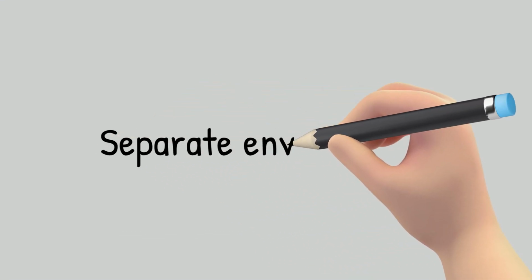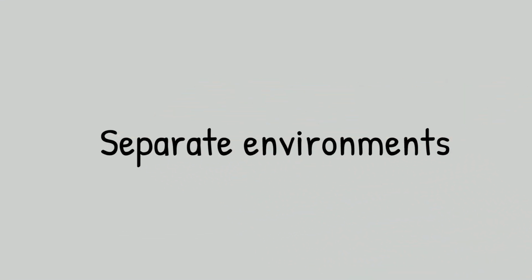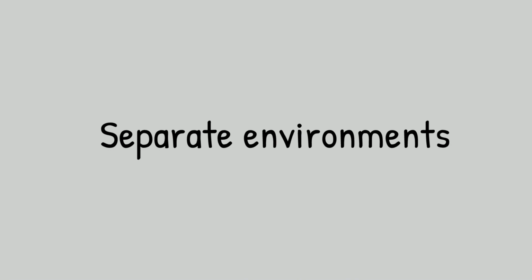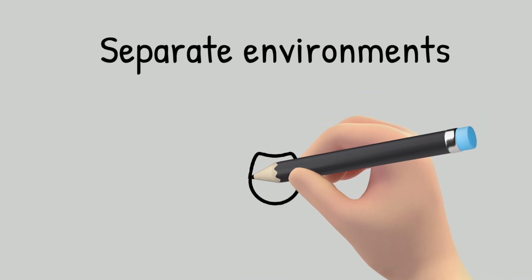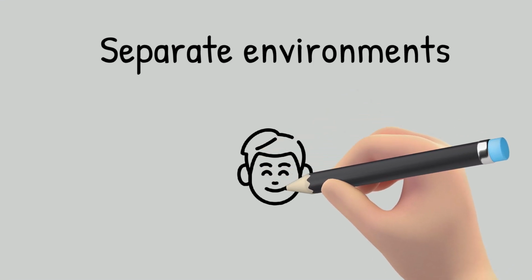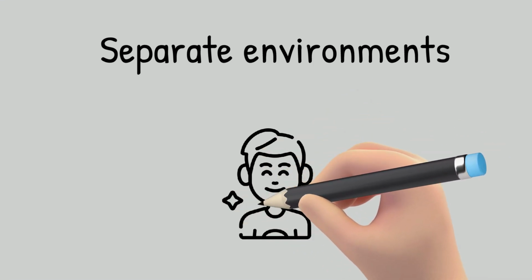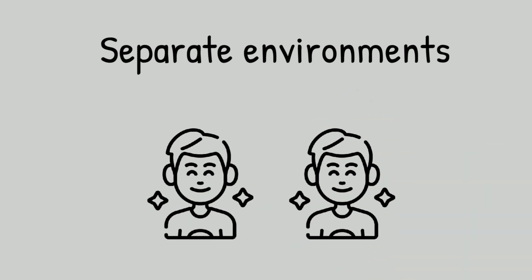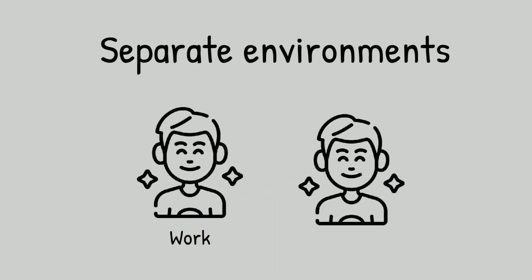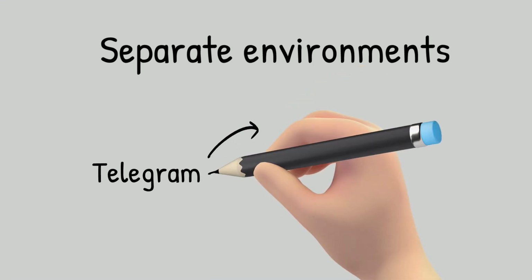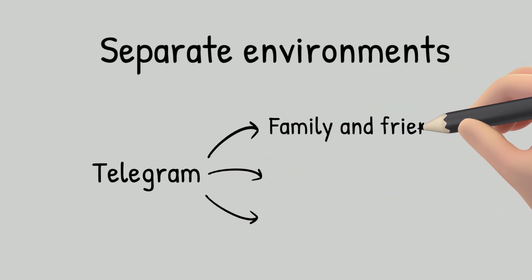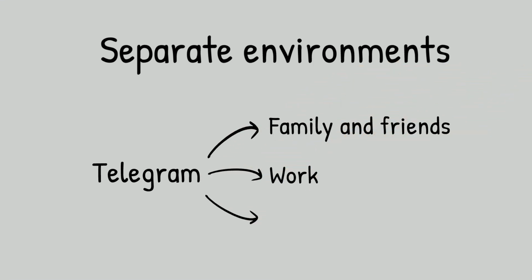The third aspect of a distraction-free setup is having separate environments. This means setting up separate accounts for each area of your life. For example, on my laptop I have 2 users, one for work and one for personal use. In Telegram, I have 3 accounts, one for chatting with family and friends, one for work-related messages, and another for entertainment such as reading miscellaneous channels.